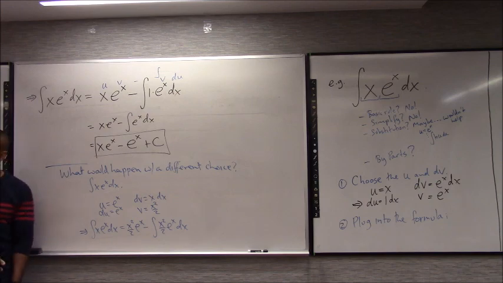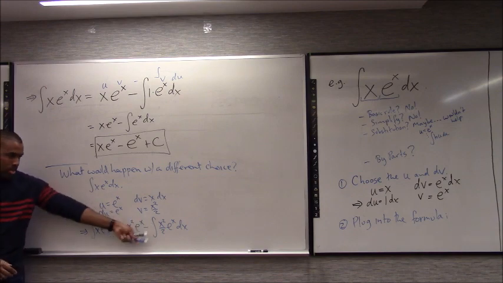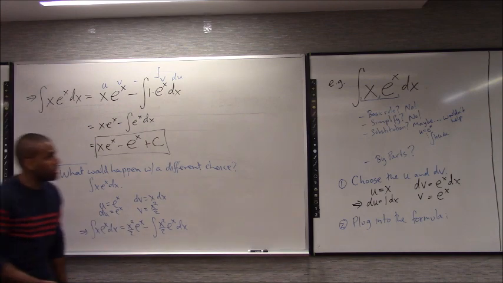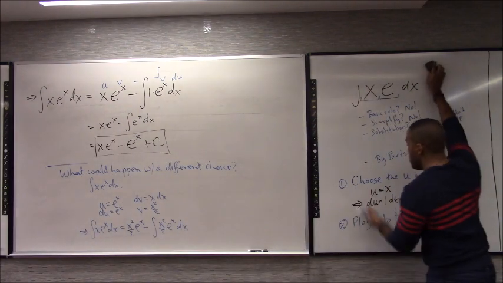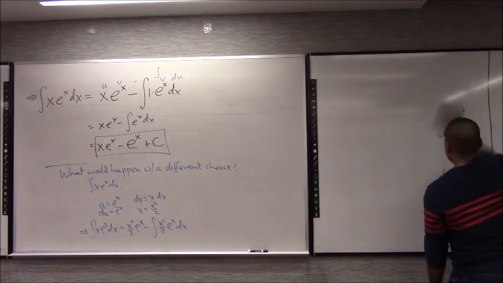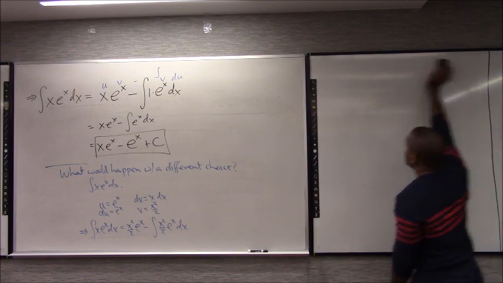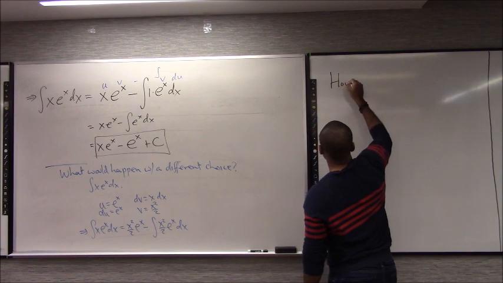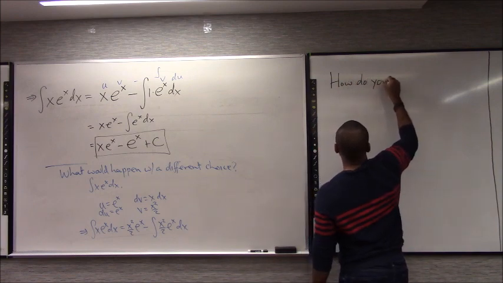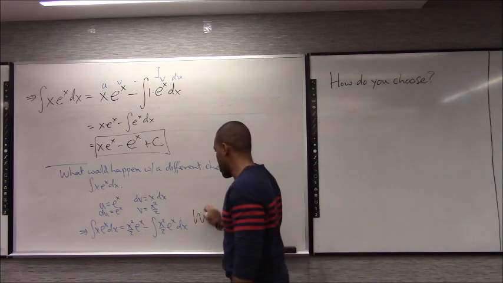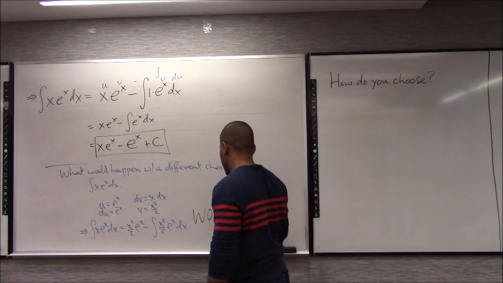Could you keep it in that form if you did it like that? No, you would have to actually figure out how to integrate that, which is a problem in and of itself. So yes, how you make this choice actually matters. Anyone know how you make the choice? How do you choose? Because this is actually worse. You don't want to end up in a worse situation.